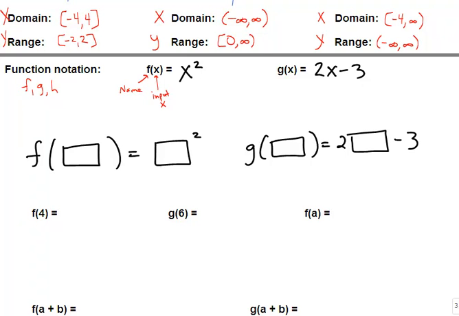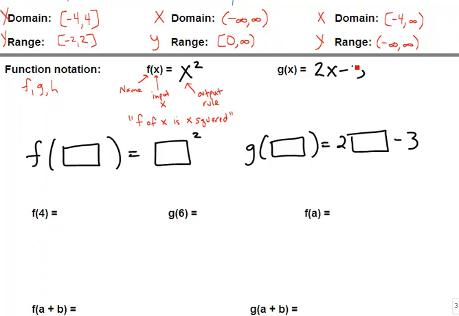It doesn't really matter. On this side of the equals is where your output rule is going to be found. And it's going to be in terms of whatever the input variable was. The way we would say this in words is we would say f of x is x squared. So f of x is the way you pronounce this notation. This rule over here would then be g of x is 2 times x minus 3, for example.